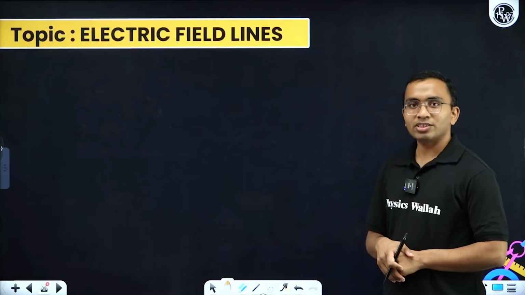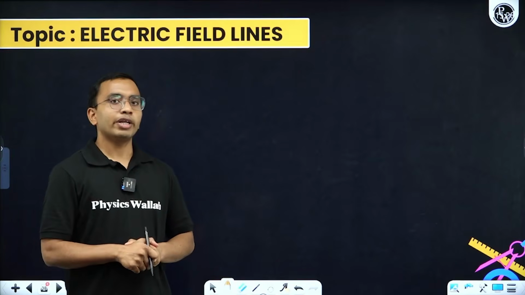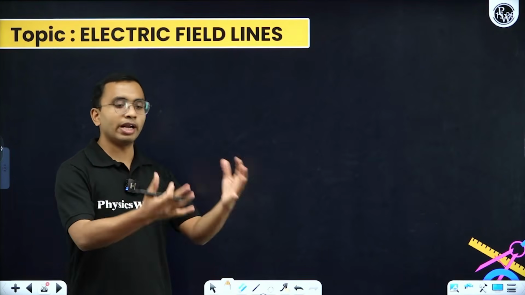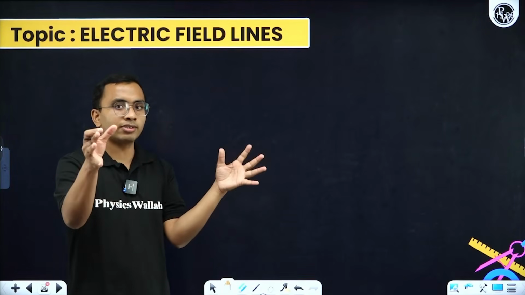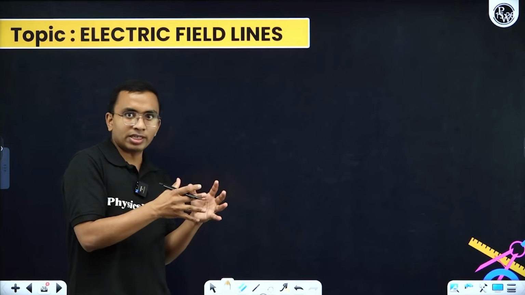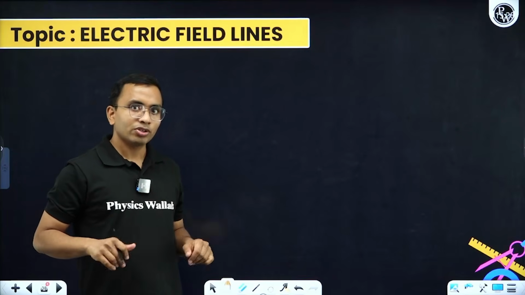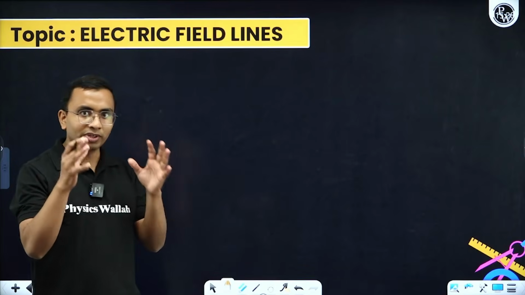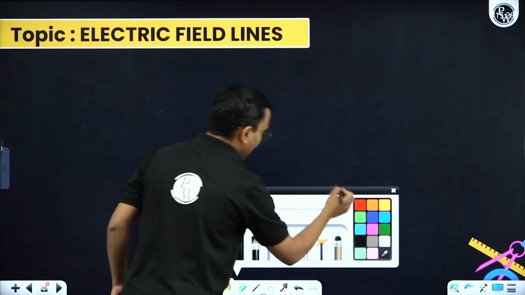Now coming to our next topic, that is electric field lines. Electric field lines is basically the way of representing the electric field. Like I was saying, if two charges are there, they apply force on each other due to the presence of field. Due to one charge, field is there, and that field applies force on the other charge. So how to represent that particular field in a form so that we can visualize it? This is the way of electric field lines.